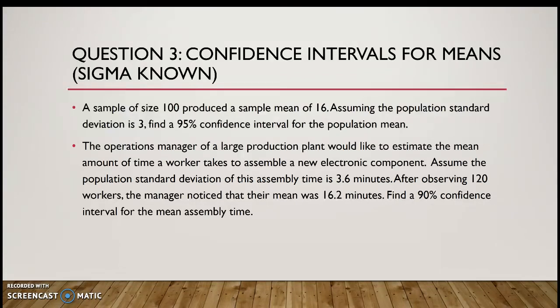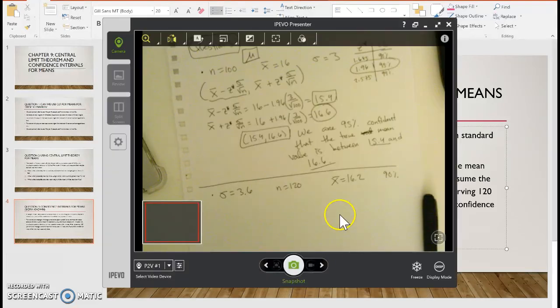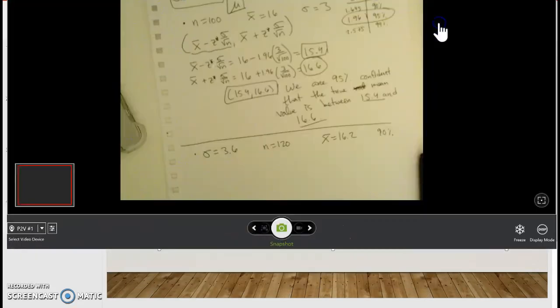So what we want to figure out is a 90% confidence interval for the mean assembly line. We cannot possibly get every single possible person. So after all, we just look at the first 120, and we find that their mean is 16.2, but I want a range of values of where the true value is going to be. Okay, so I'm going to go back here, and this is the information that we obtained.